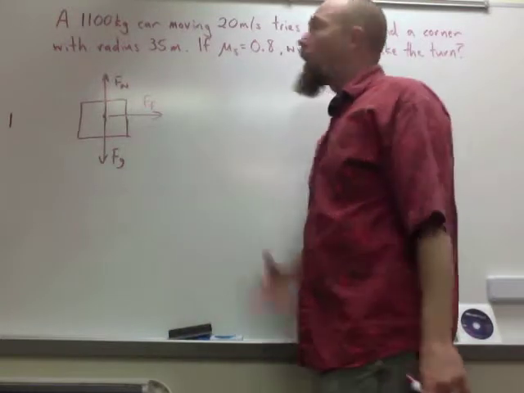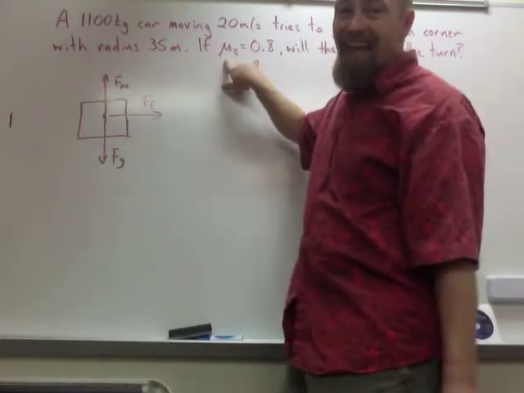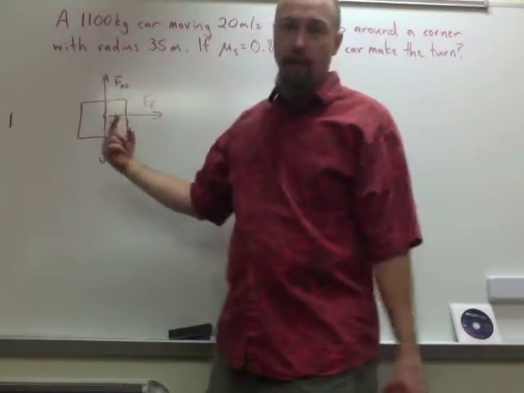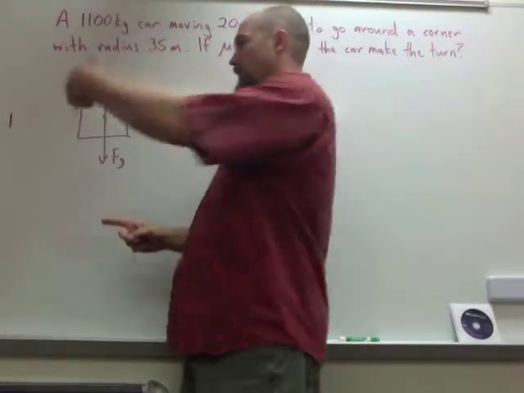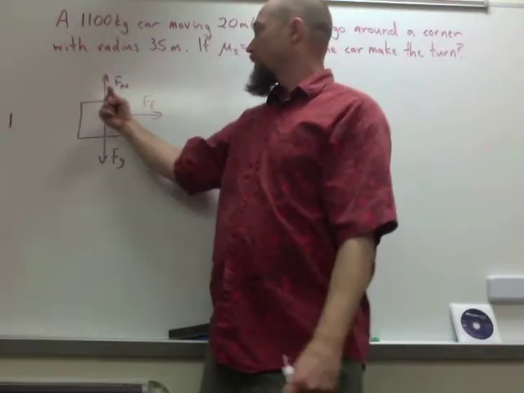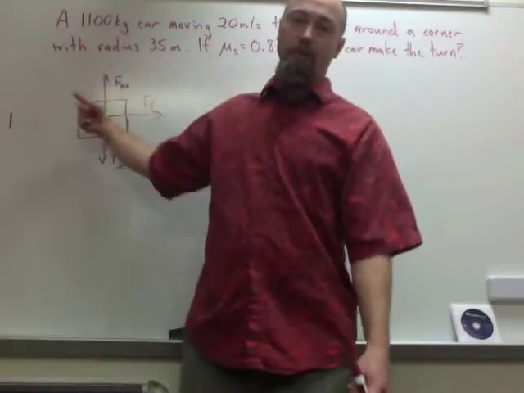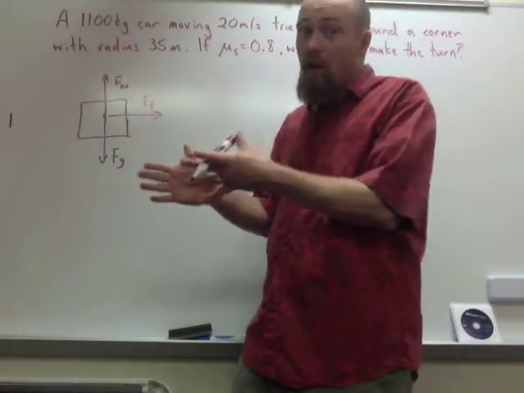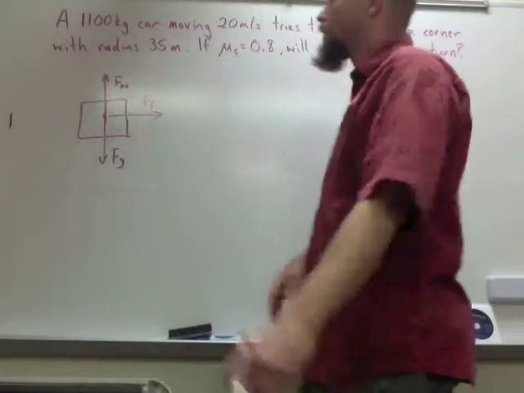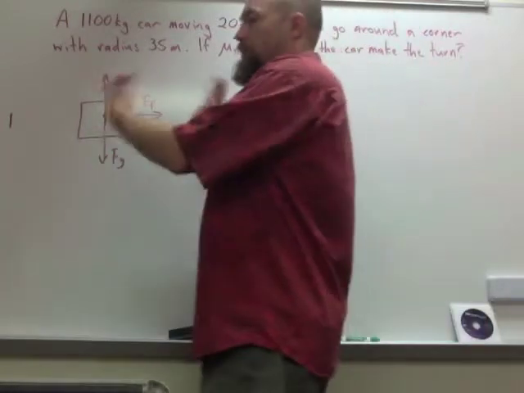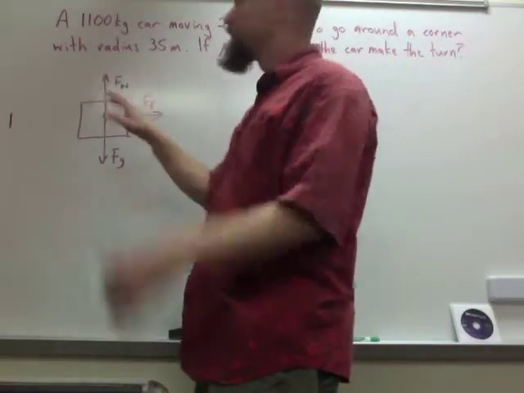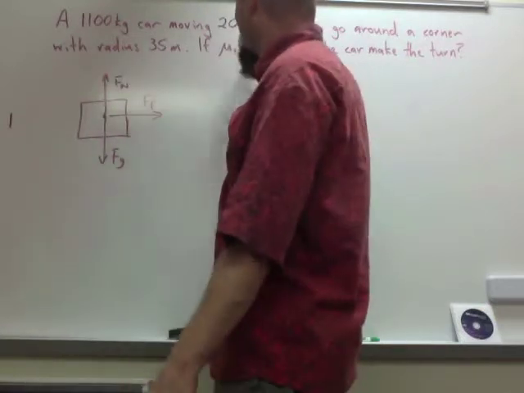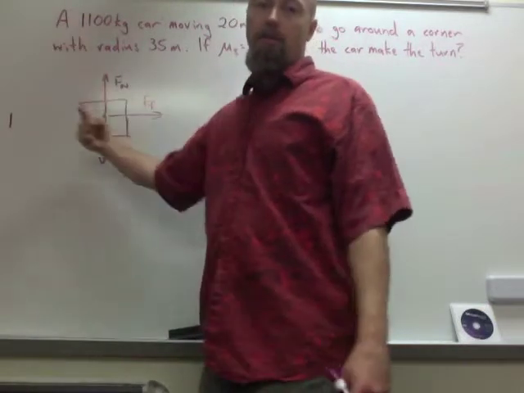Also remember the reason it's called static friction. There would be kinetic friction, but if my car is going this way and then turning right, the kinetic friction is pointing out of the board like this. Static friction is keeping the car from moving outward, keeping it moving in a circle. That's why we are talking about static friction, not kinetic friction.